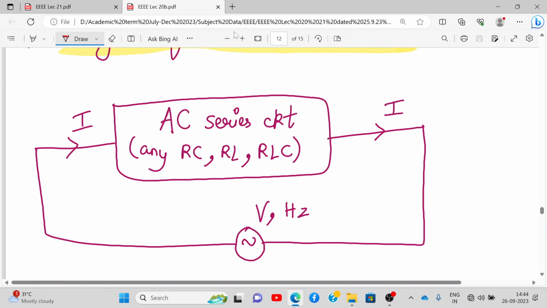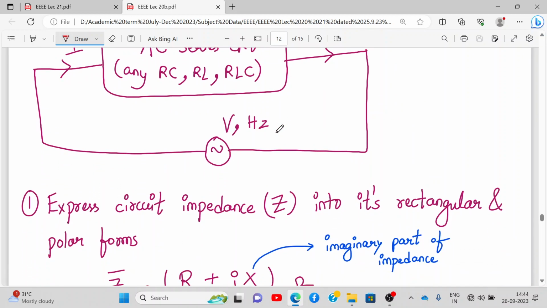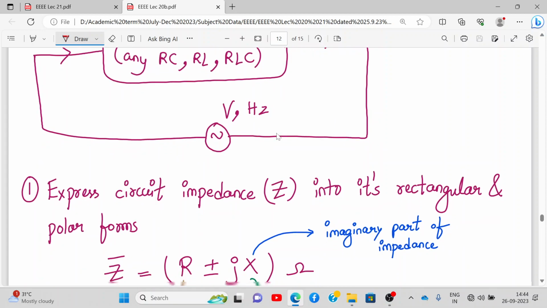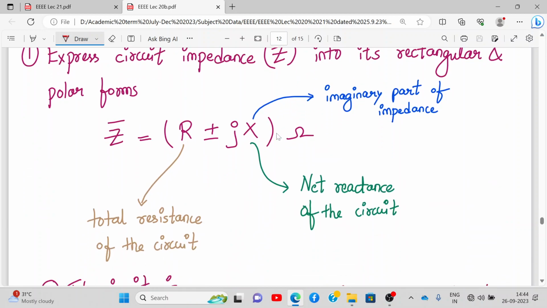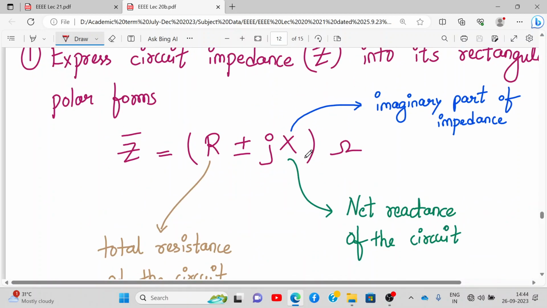First of all, you need to express your circuit impedance Z in its rectangular and polar form. So Z bar will be R plus minus JX. Why plus minus? It will be plus when it is an inductive circuit, and minus when it is a capacitive circuit. And what will be X? In case of an RL circuit, it will be XL. In case of a capacitive circuit, it will be XC. In case of an RLC series circuit, it depends upon whether XC is greater than XL.